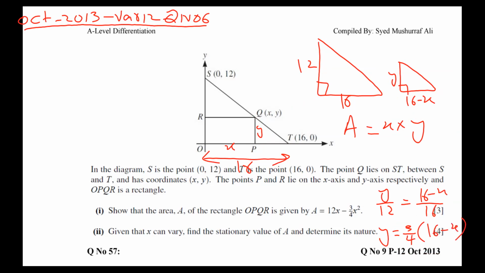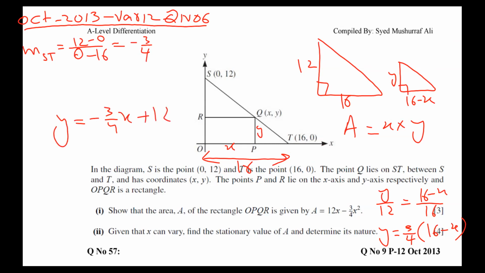The second technique is the equation of a straight line. So what is the gradient of the ST line? Applying y2 minus y1 over x2 minus x1, that is 12 minus 0 over 0 minus 16. So this becomes negative 3 over 4. And it is very clear the y-intercept is 12. How do I know it is 12? I can write directly y equals mx plus c, and this c comes from here.